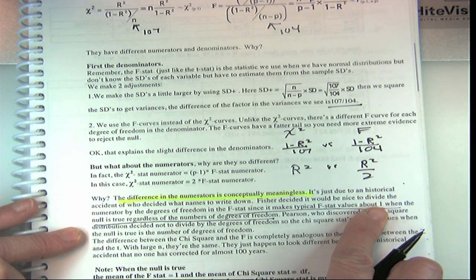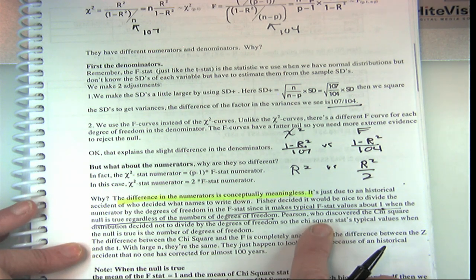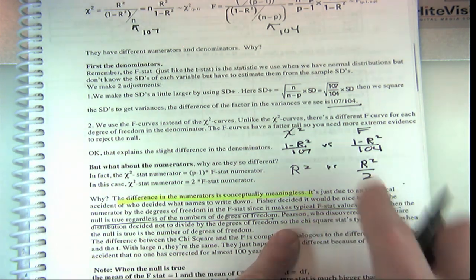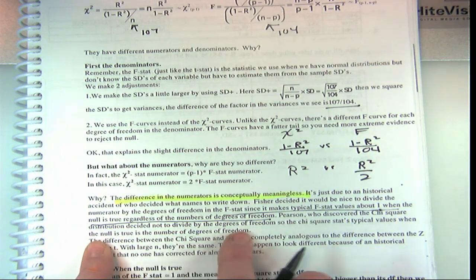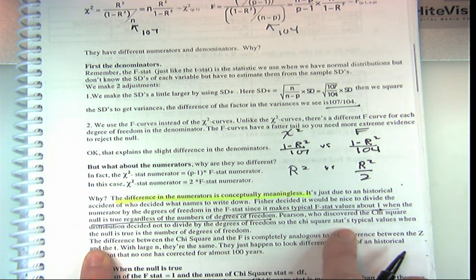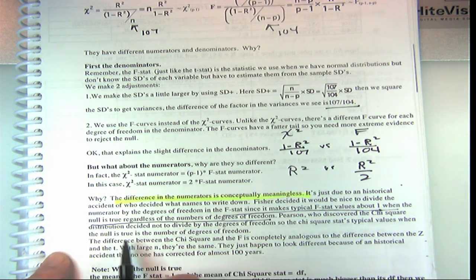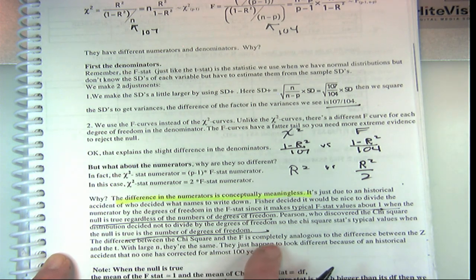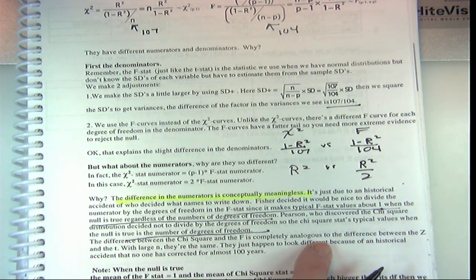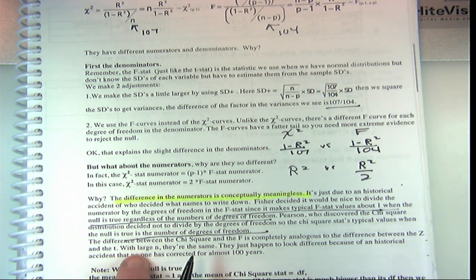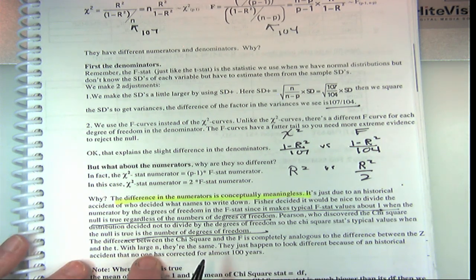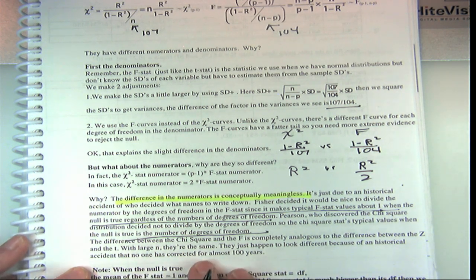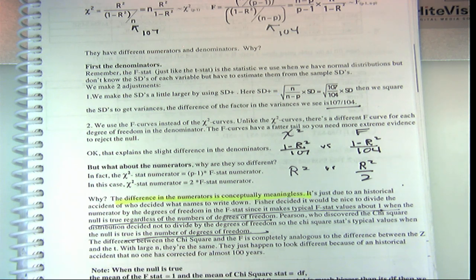Now, what did Pearson do? They're both very hard-headed men. Pearson, who discovered the chi-squared, decided not to divide by the degrees of freedom. So the chi-square stat's typical value when the null is true is the number of its degrees of freedom. That's why there's that difference. The real difference is completely analogous to the difference between the z and the t, which have very similar statistics. They're the same with large n. They just happen to look so different because of a historical accident that hasn't been corrected for 100 years.